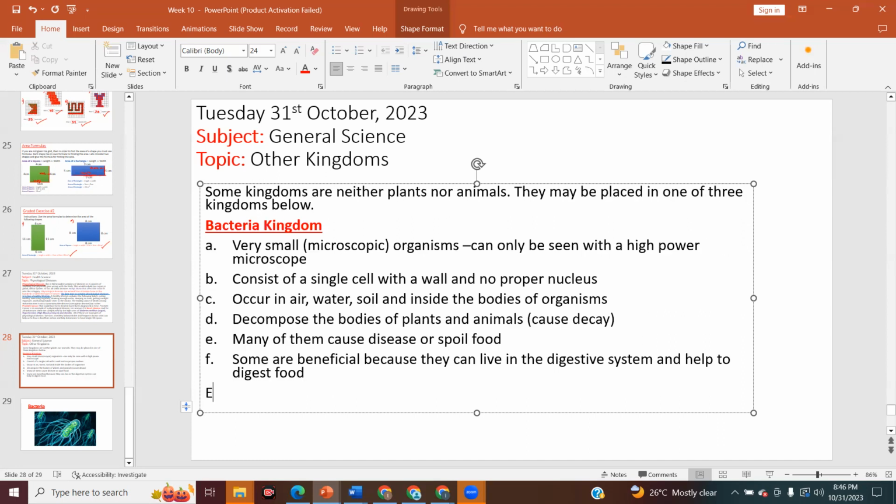So examples of bacteria would be E. coli, then you have coliform, and then you have salmonella. Those are examples of bacteria, right?